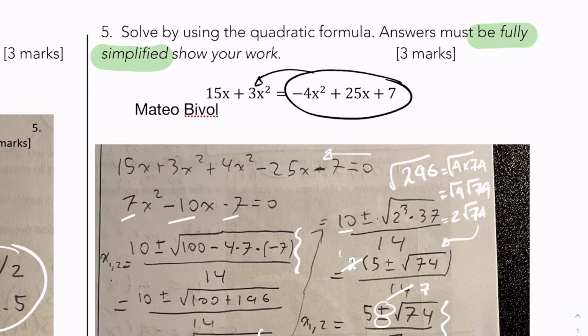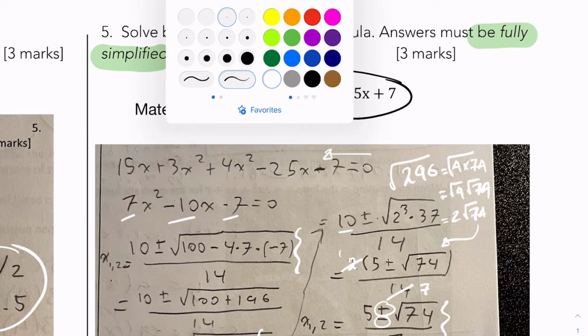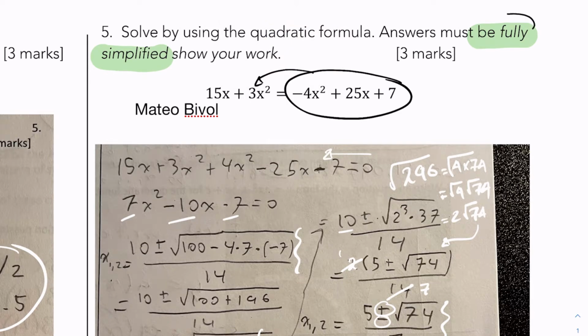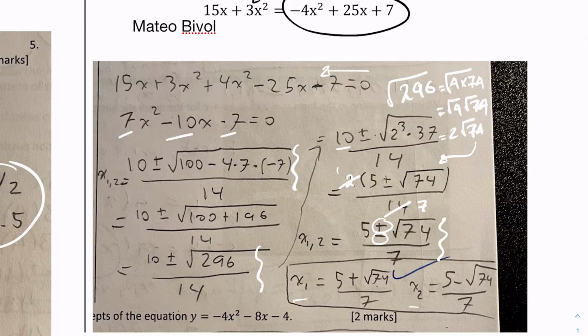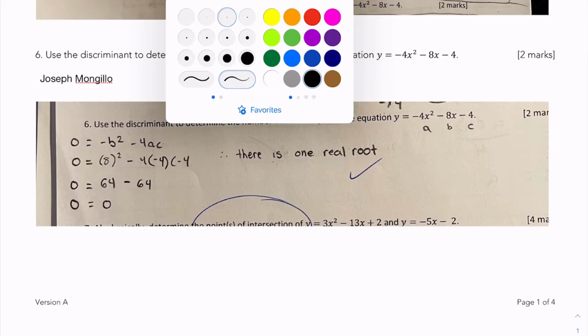Fully simplified means, don't put it in decimal form. Leave it as a radical. Again, this isn't a word problem, so as exact as we can get with a solution, that's what you want to write as your final answer.